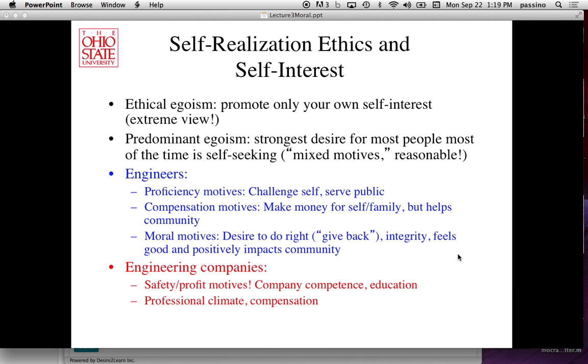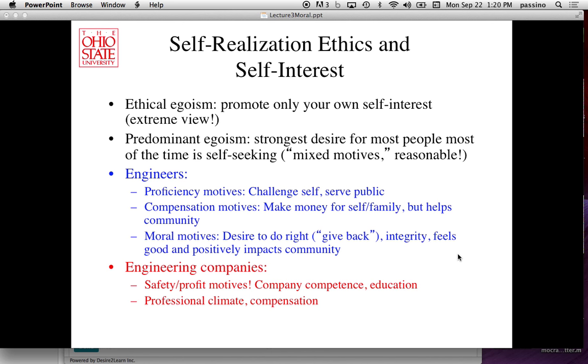There's others that feel very strongly about helping their community also. There's also moral motives, a desire to do the right thing, to sort of give back. There's quite a few engineers like that. There's a lot of engineers that want to have integrity. They want to do the right thing by their company, by their job, by the public, by their community. They want to be professional, okay? And why? Because, well, it feels good, and it positively impacts others.